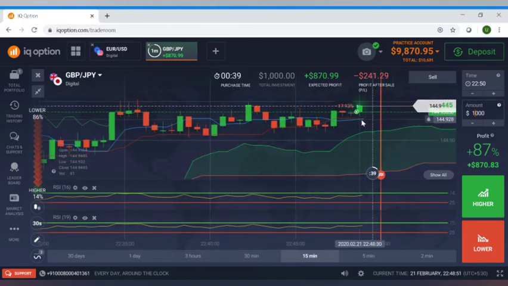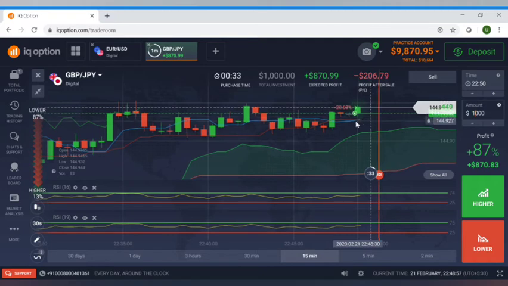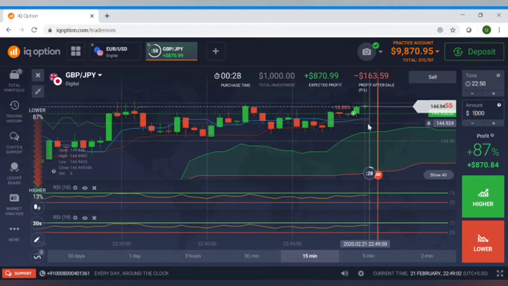Why did I do that? Look at this cross over here. That's what I saw. The price is above the cloud, and the blue line crosses the red line from beneath. You don't need to understand all these things. Okay, you just need to understand what the line means, right?